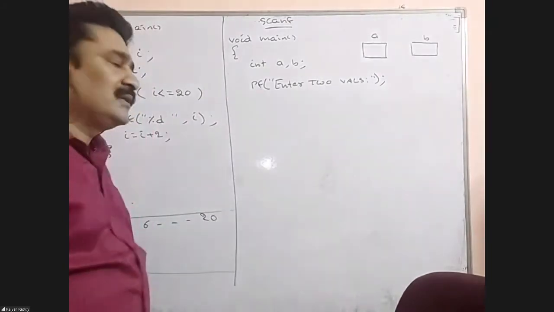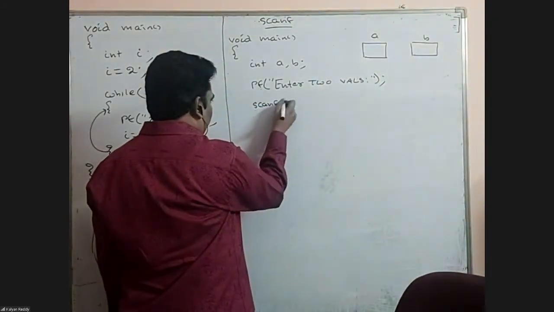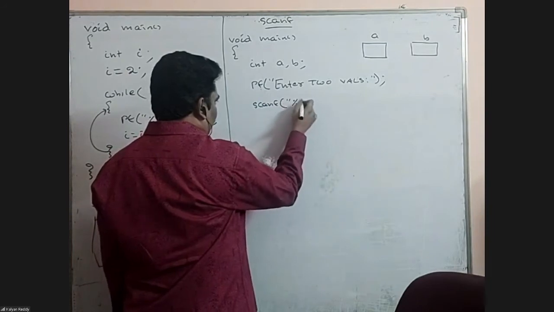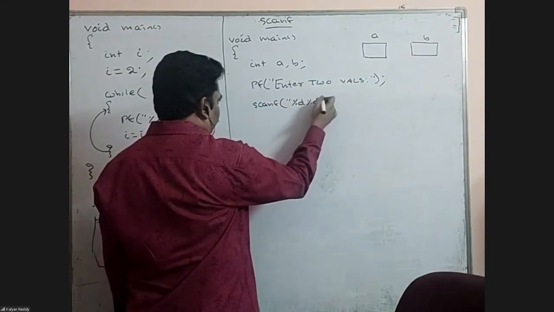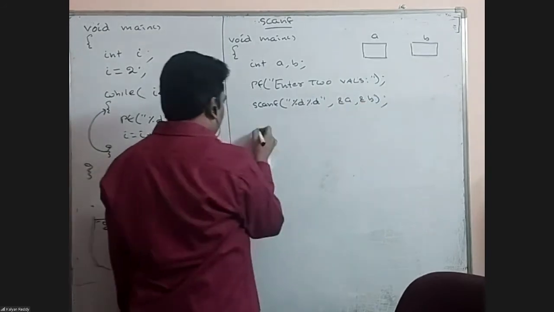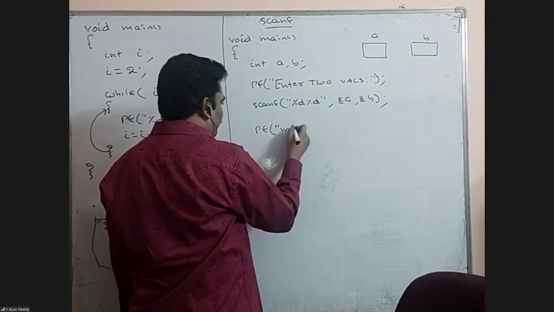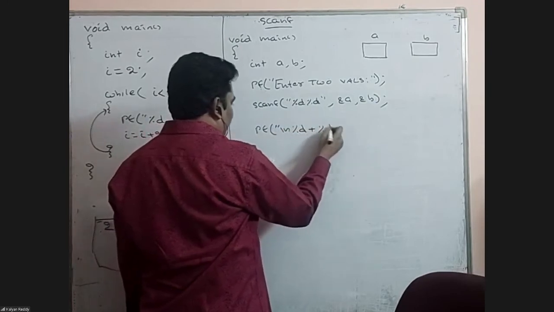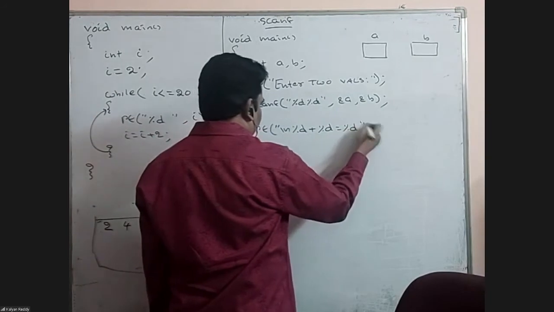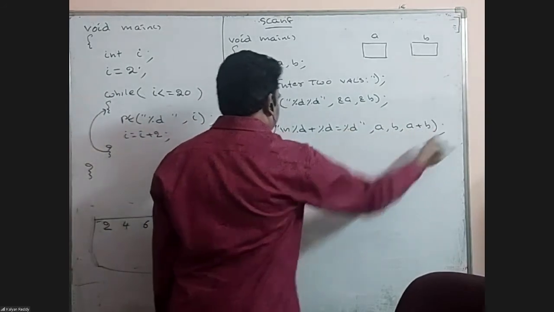Next, go for the scanf statement. Scanf, percent d, ampersand a, comma, ampersand b. Next, print the sum of these two. Printf, backslash n, percent d plus percent d equals percent d, a, comma, b, comma, a plus b. Close.